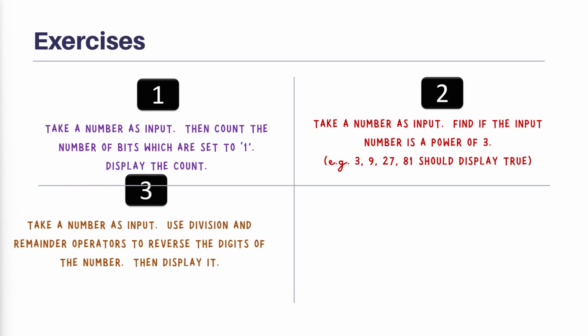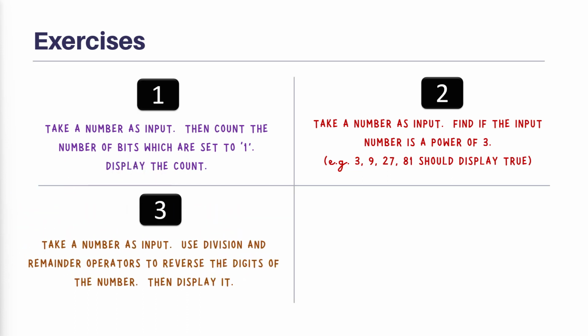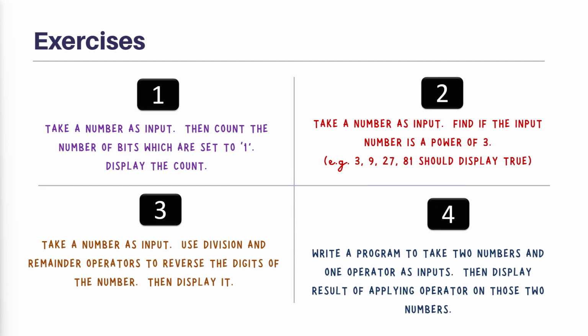In the third exercise, read a number as input and then use division operator and remainder operator to reverse the digits in that number. After that, display the result. In the fourth exercise, ask for two numbers as input. After that, ask user to input any arithmetic or bitwise operator as input. Then, apply the input operator on the two input numbers and display the result. You can use switch expression or if statements to calculate the results. You can also add iteration statements to keep the program running until user wants it to run.